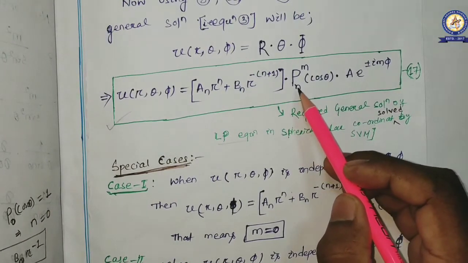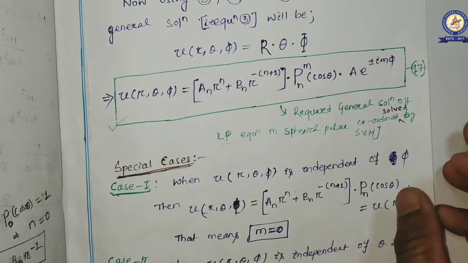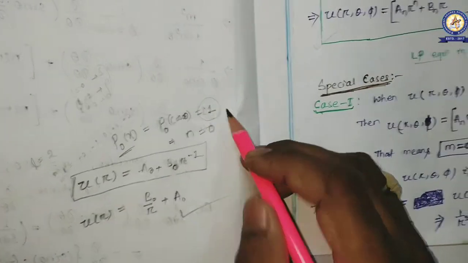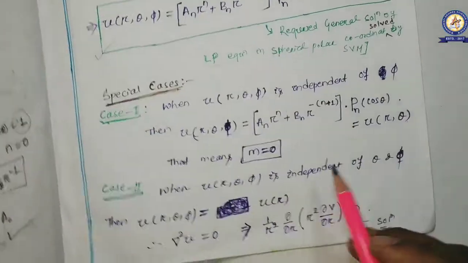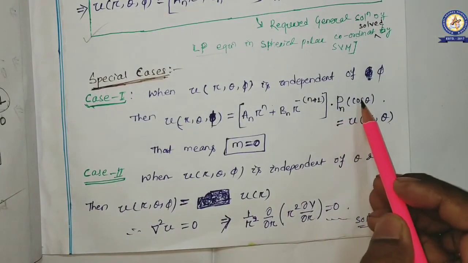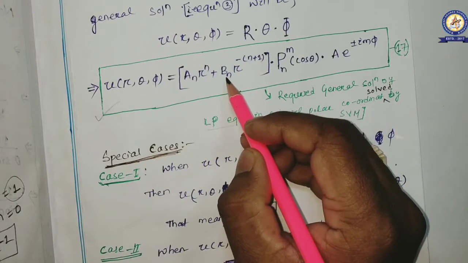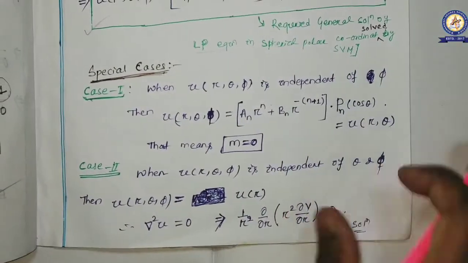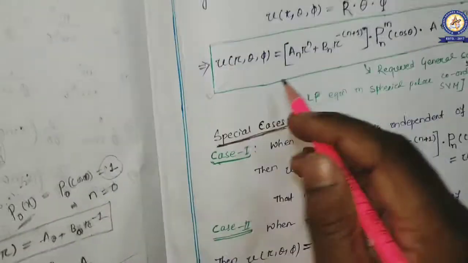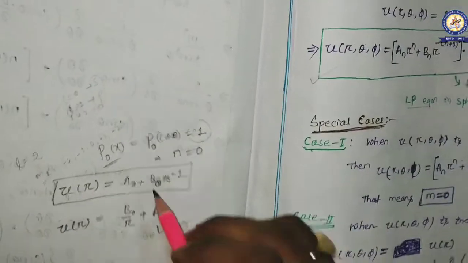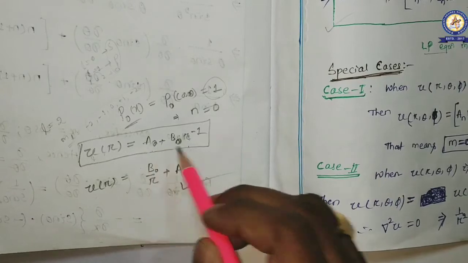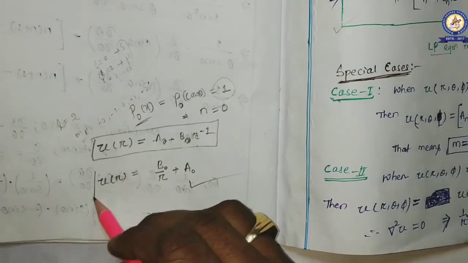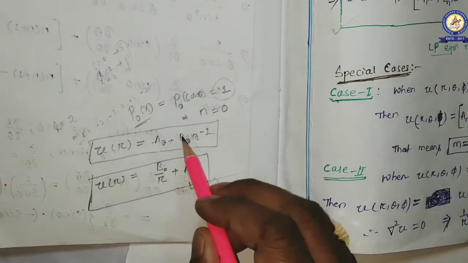That means here P0(x), for the Legendre polynomial, we know P0(x) is 1. So if n is 0, then P0(x) will be 1, and here n being 0 means it will be b0 by r, and a0 r to the power 0 will be 1. So the solution will be in the form of a0. Here you can see that if I put n equal to 0, it will be a0 r to the power 0, meaning 1, plus b0, some constant, times r to the power minus 1. So the solution will be in this form: some constant by r plus a0.